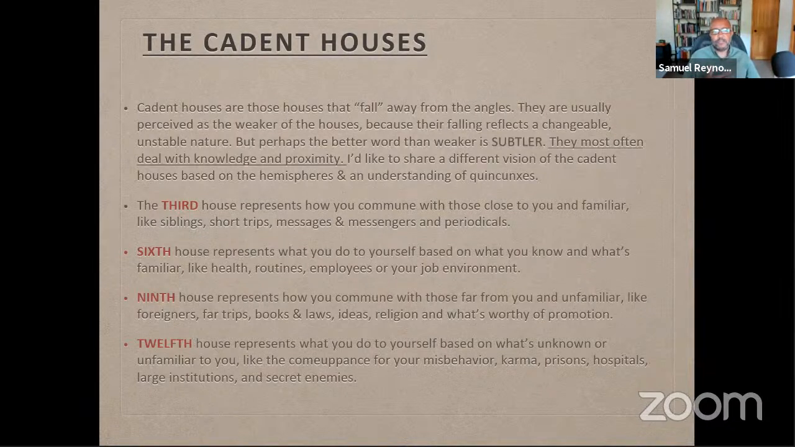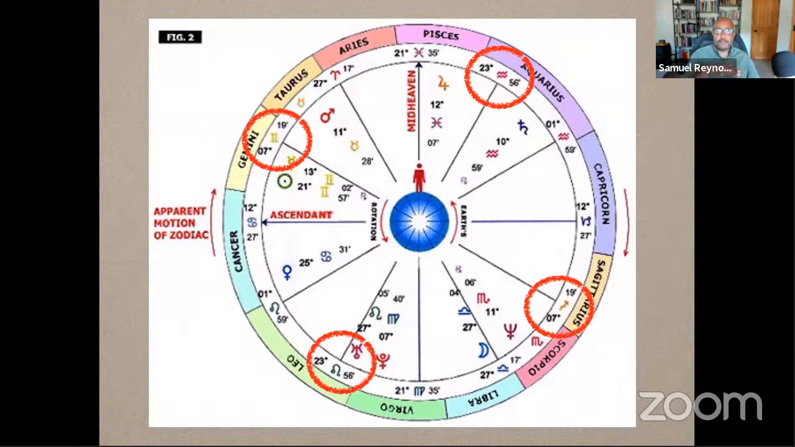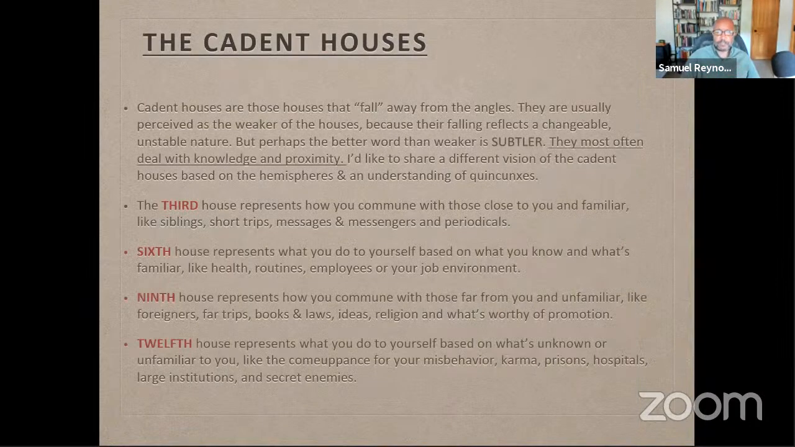The third house represents how you commune with those close to you and familiar. Remember, the third house is below the horizon and in the northern hemisphere. So this is going to be people who in some sense are not only close to you, but maybe like you: your neighbors, siblings, things that are within your immediate distance or familiar to you. This can include short trips, messages, messengers, periodicals, but I want to make a qualification about short trips in terms of understanding the third house. So for instance, I live, as I mentioned to you, in Santa Fe, but I'm originally from Buffalo.